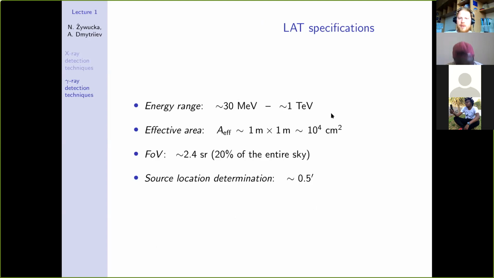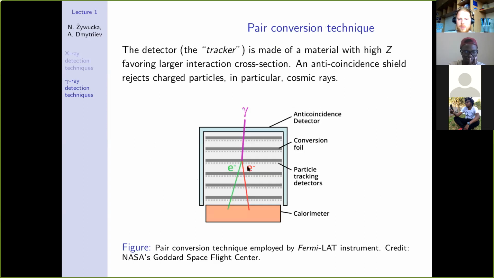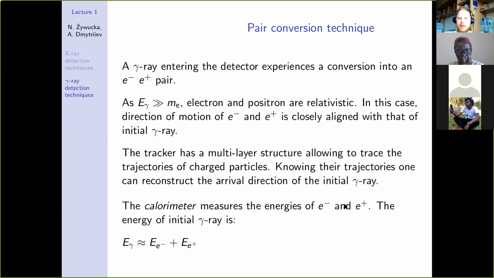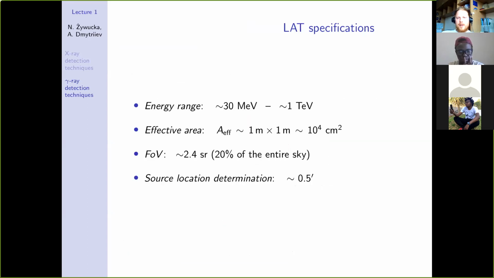So why 30 MeV and not 10 MeV, you may ask? Because the pair conversion technique works above 10 MeV more or less, but the trick is that there is a lot of noise and background in the range from, let's say, 10 to 30 or even 50 MeV. So in the reconstruction of the shower, these trajectories are very imprecise, so you get large error bars. In practice, 30 MeV is where you start to reconstruct more precisely.